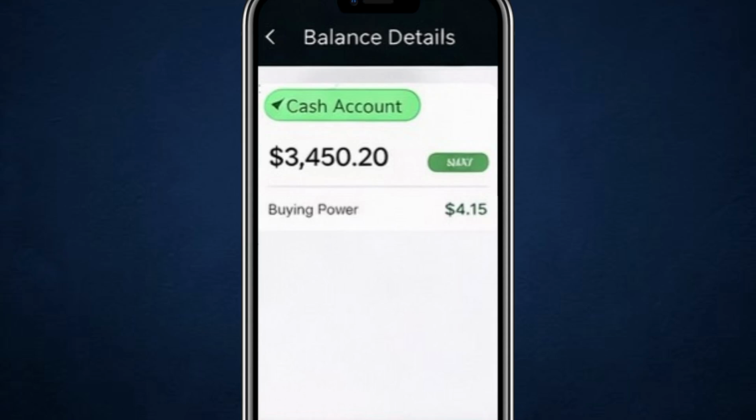In today's video, I'm going to teach you how to day trade on Robinhood without violating the PDT rule. This walkthrough is educational and designed to help you trade more deliberately with a clear plan each day. First, understand the pattern day trader or PDT rule.